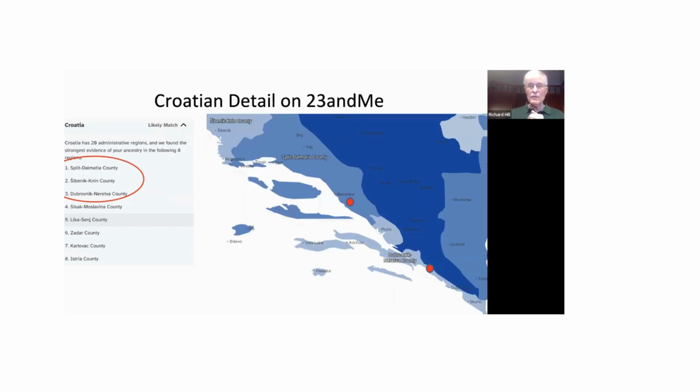In Croatia, 23andMe breaks out my wife's ancestry into counties, and the top 3 counties are all along the Dalmatian coast where her ancestors lived. And I've added red dots to show the villages where her paternal grandfather and grandmother were born. This is the most specific ethnicity report that I've ever seen.